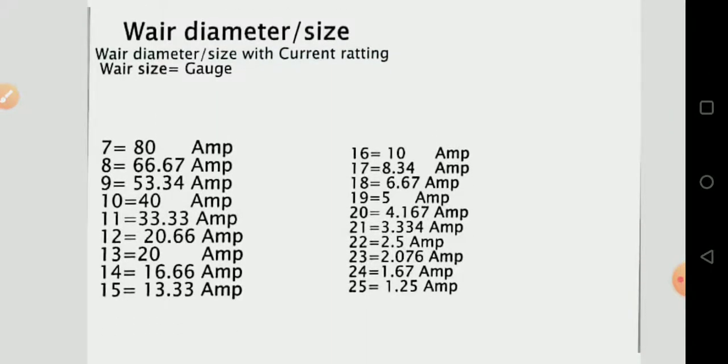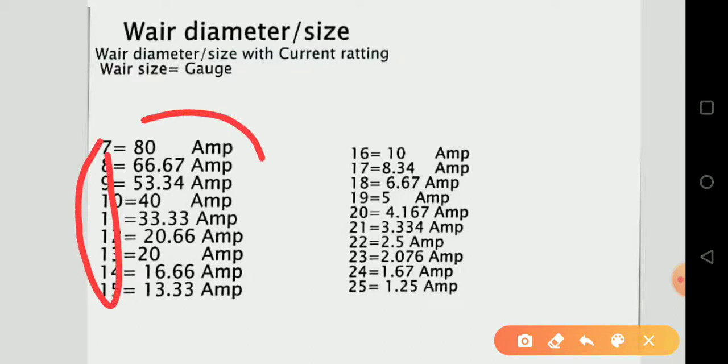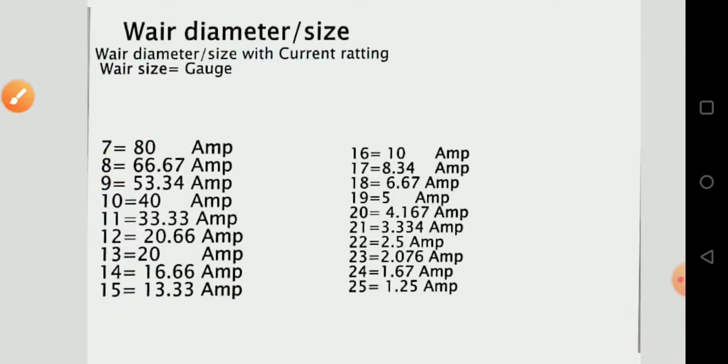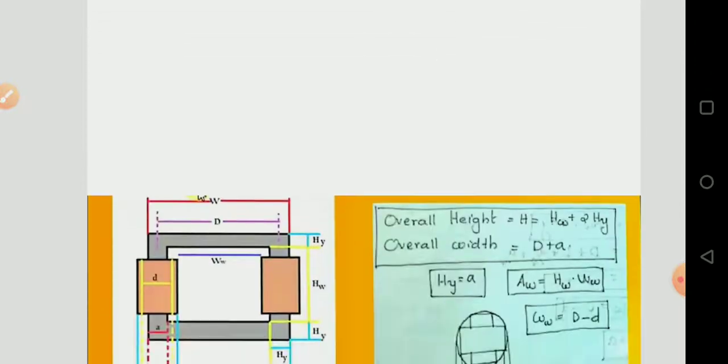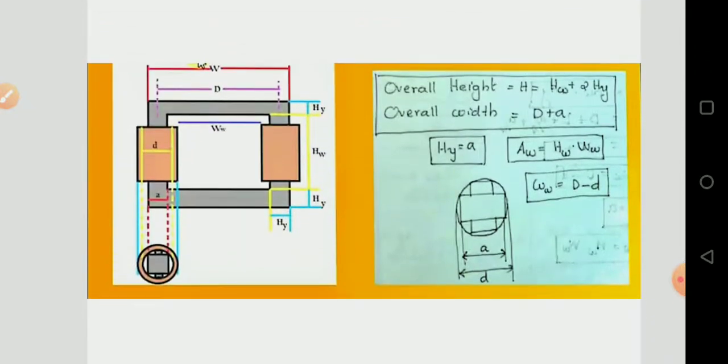Now this is the wire diameter per size table. Wire diameter per size with current rating. This is the wire size and this is the current rating with respect to the wire size. Here the wire size is the gauge, in gauge.